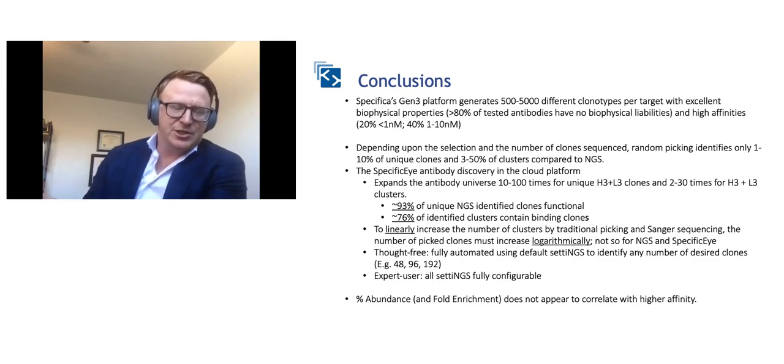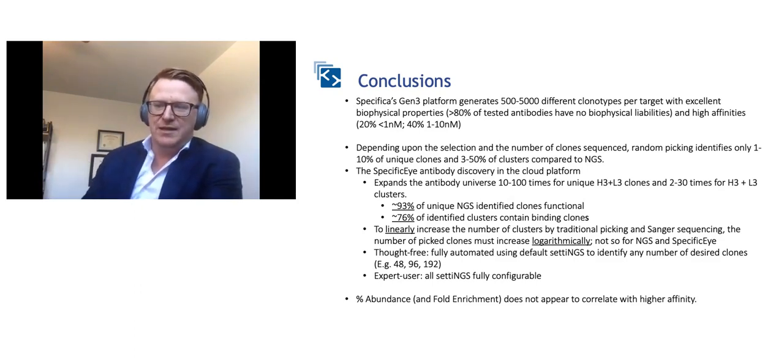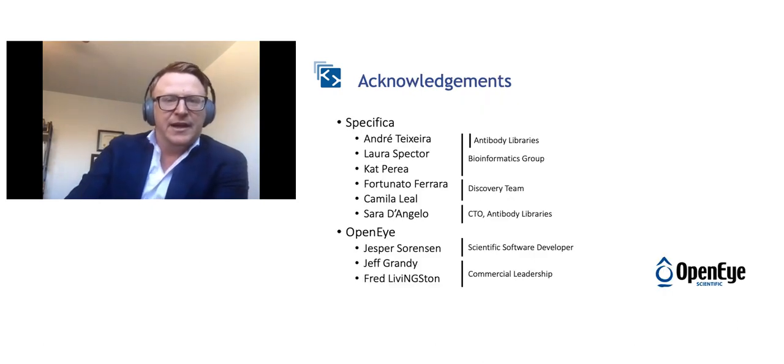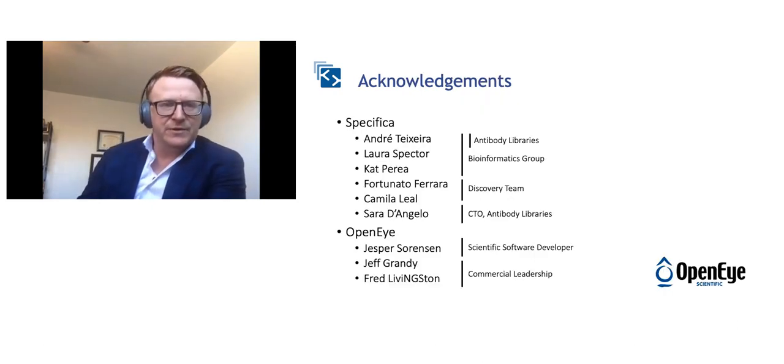As shown before, the cloud-based platform has a thought-free approach, fully automated. You can use the default settings to identify the number of desired clones, from 48, 96, or 192, or, as an expert user, all NGS features are configurable, and you can make the decision within your group. And then lastly, interestingly, in this particular selection campaign, percent abundance and fold enrichment did not appear to be correlated with higher affinity.